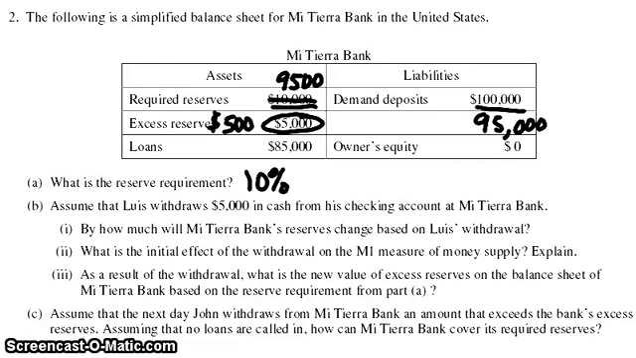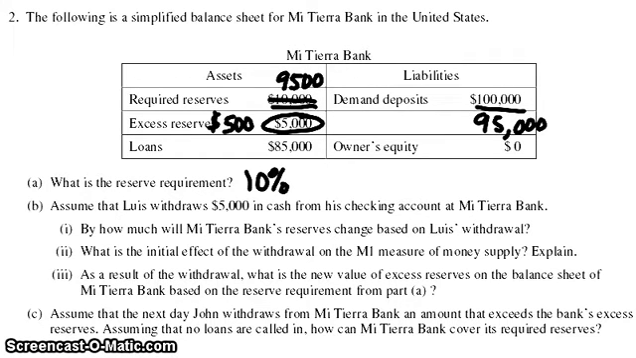The next part wants to know what is the initial effect of the withdrawal on the M1 measure of money supply, and the answer is that there's no change because M1 includes both cash and demand deposits. So you're simply moving money between different parts of M1, but it's still part of M1, and the overall measure of M1 is left unchanged.